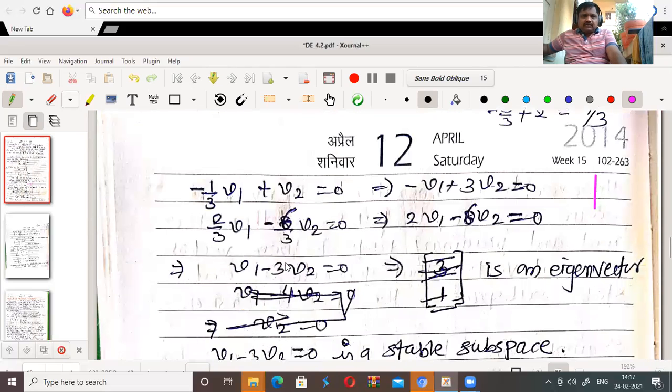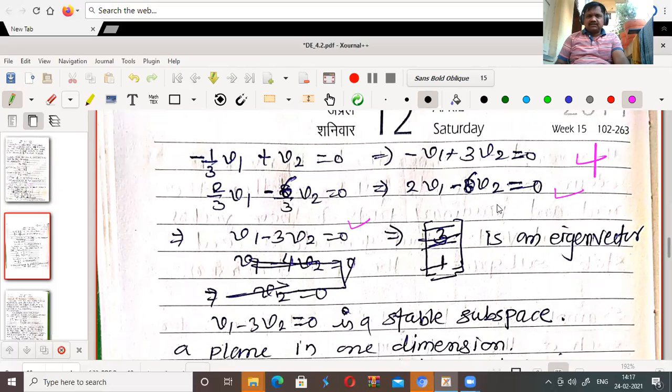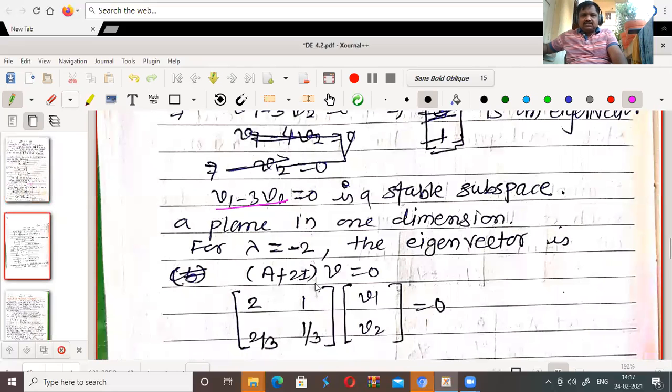If we solve it, we get minus 1 by 3 V1 plus V2 equal to 0 as the first equation, and 2 V1 minus 6 V2 equal to 0 as the second equation. If we solve these two, both give the same V1 minus 3 V2 equal to 0. That means we get this as the stable subspace. What is it? It is a line of one dimension passing through 1 comma minus 3. It is a stable subspace.